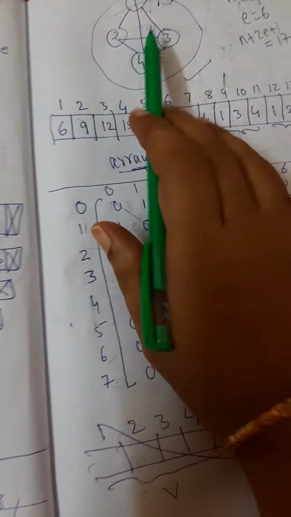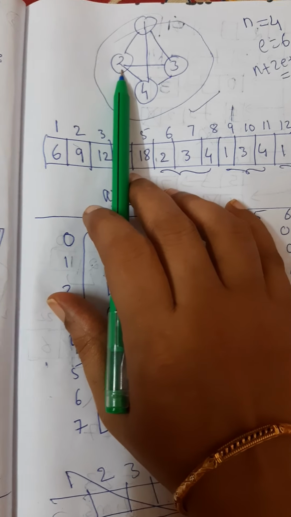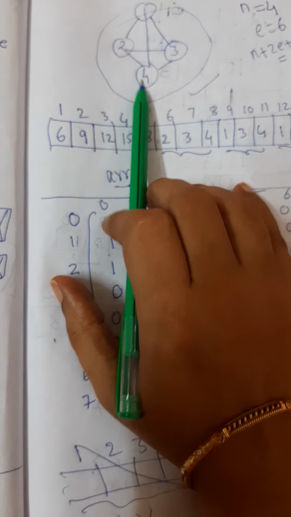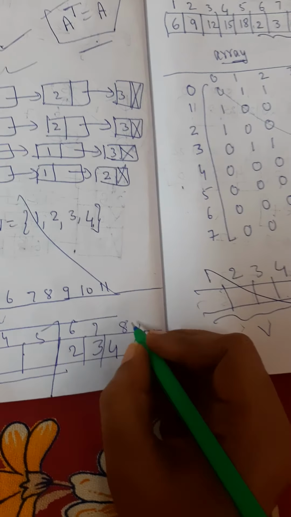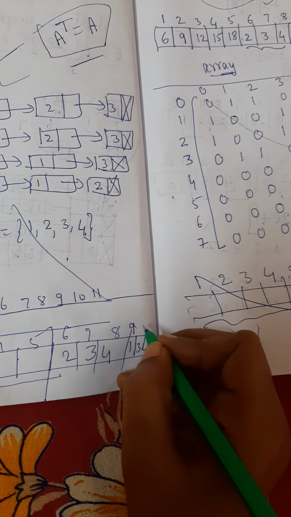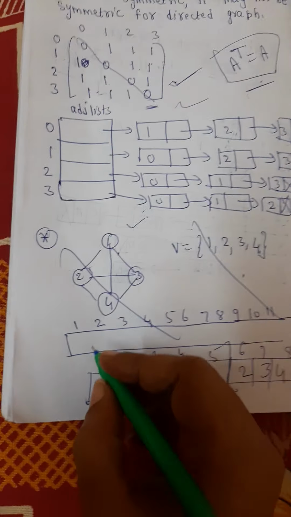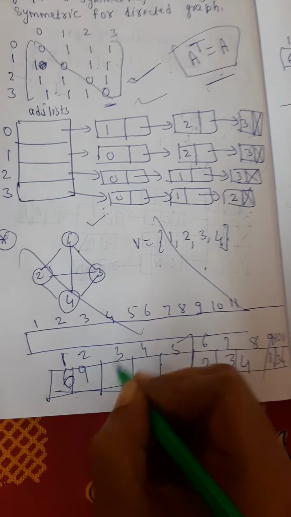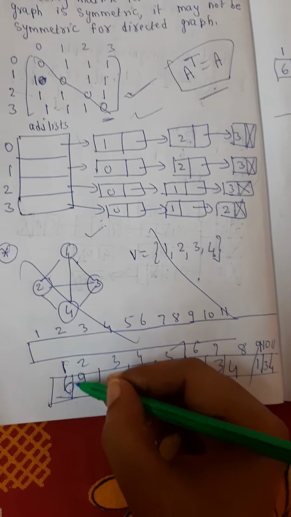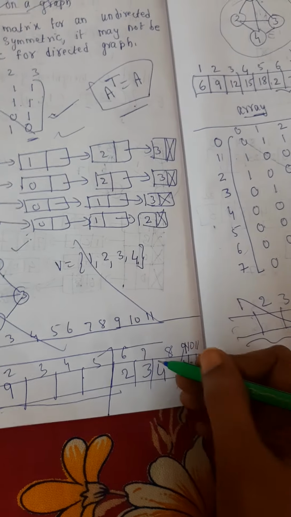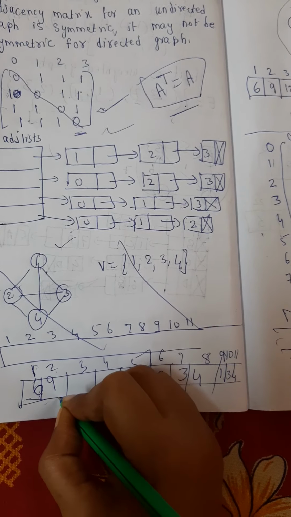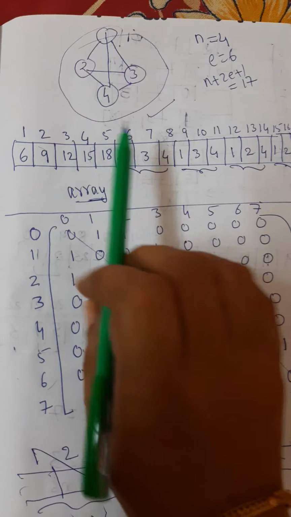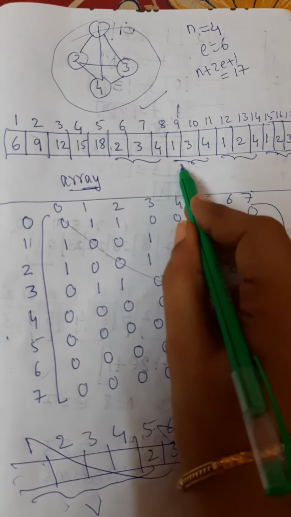Now coming to 2. What are the adjacent vertices of 2? 1, 3, 4. So after this I will write down 1, 3, 4. So where is it starting? It is starting at 9. This is 10 and 11. That means the adjacent vertices of 1 are starting from 6, and the adjacent vertices of 2 are starting at 9. So this is what I have written here: 1, 3, 4.